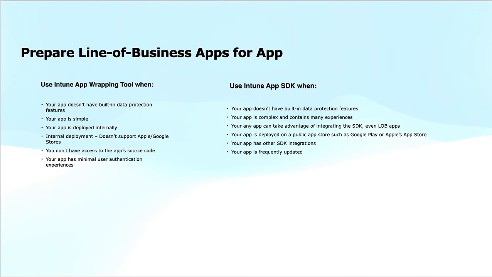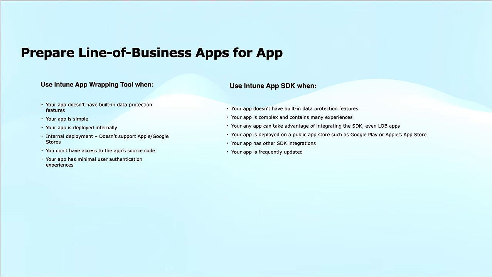When it comes to protecting and managing applications with Microsoft Intune, you have two primary options. Number one, the Intune App Wrapping Tool, and number two, the Intune SDK. Both have different approaches for securing and managing applications on mobile devices. Depending on your needs and how deeply you want to integrate the Intune security features into your application, you can decide which tool to use.